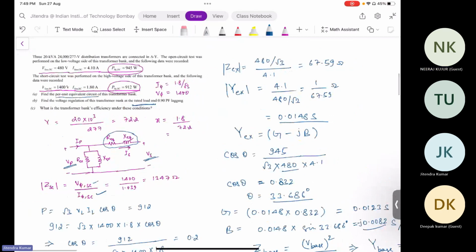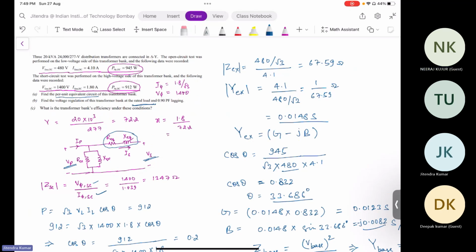The last part is: what is the transformer bank's efficiency under these conditions? So what will be the efficiency? Again, we are given everything, right? From the series resistance, we can compute the copper loss. From the parallel resistance, we can compute the core loss. And we can compute output power or input power.